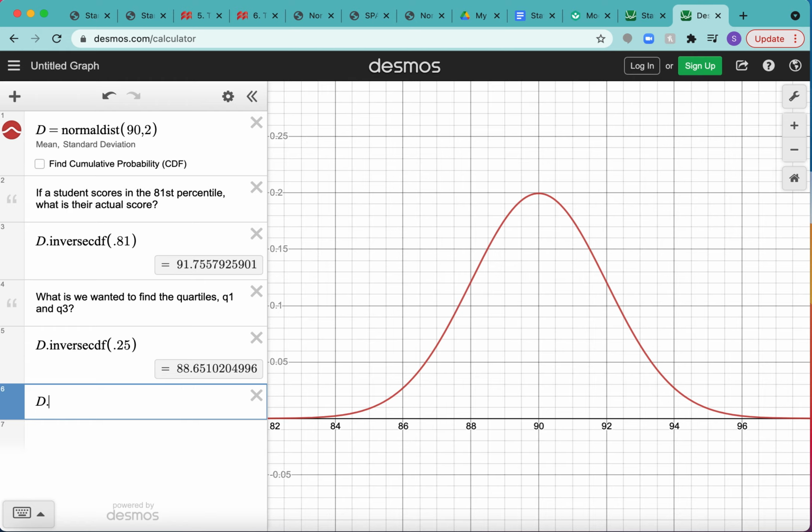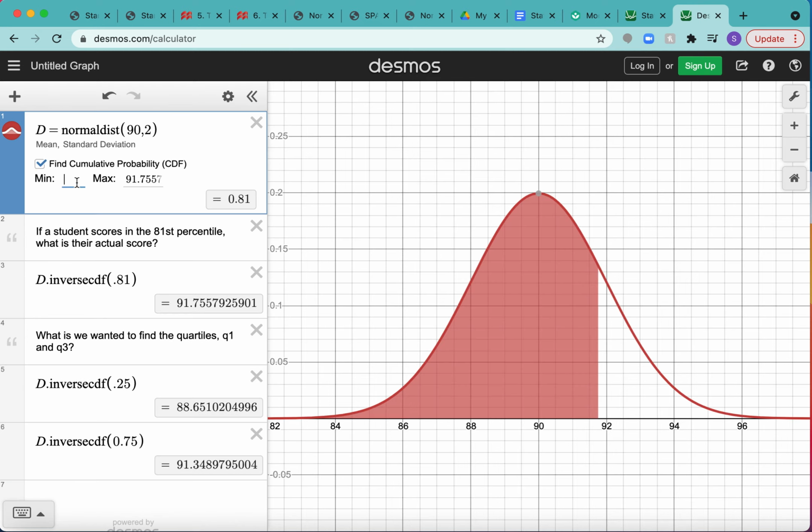And we can also do D inverse CDF, parentheses 0.75, because the third quartile is the same thing as the 75th percentile. And so we can get that value of 91.3489795004. Awesome. If we want to check this, we know that the percentage in the middle between these two quartiles better be that middle 50%. But we can do that.